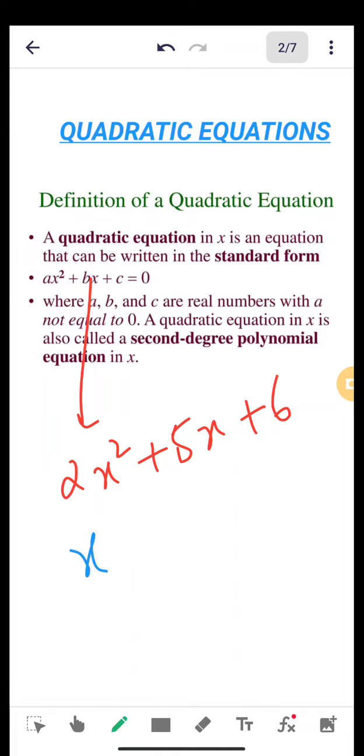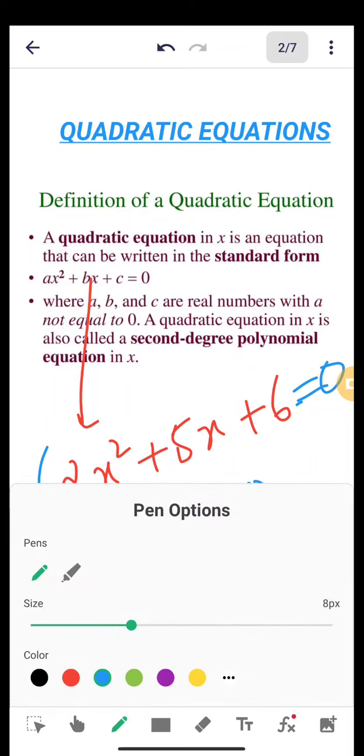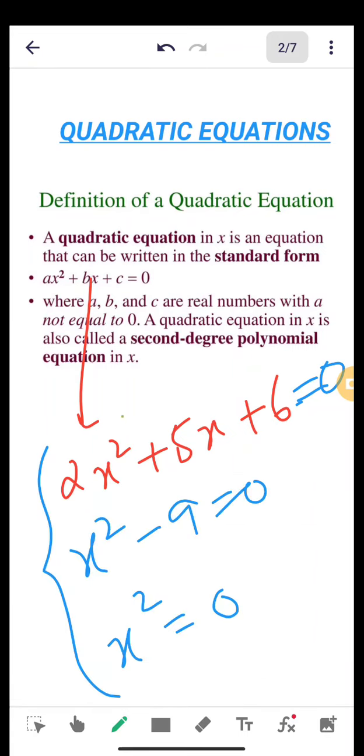Or you can write x² + 7x + ... or x² - 9 = 0. Equal to 0 is a must for an expression to become an equation. Or I can write x² = 0. So these all are quadratic equations only, because you can see the degree of all these equations is 2.